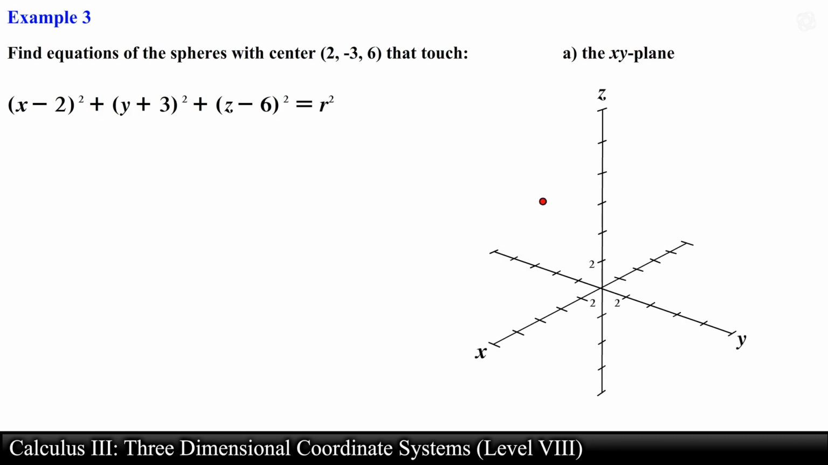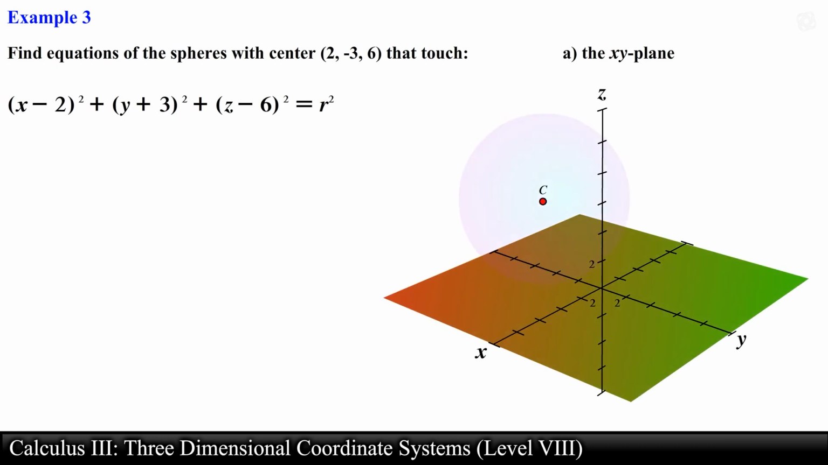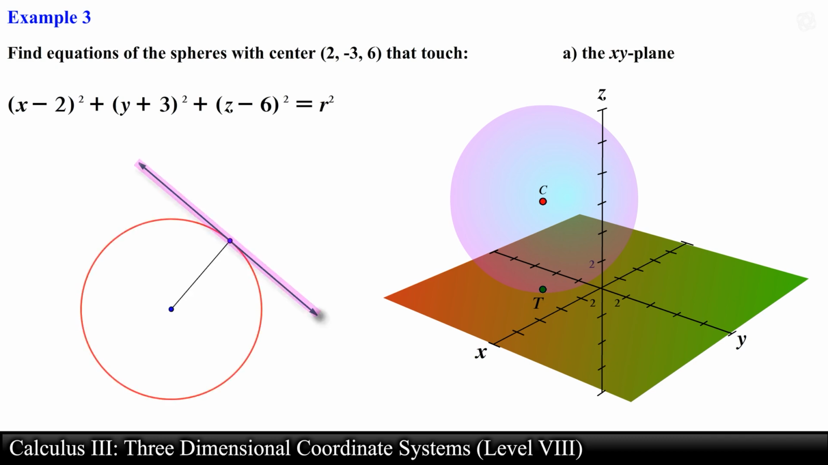Here we have the center. Let's label it as point C. We want to find a point on the xy plane that is tangent to a sphere with a given center. Let's label this point as point T. Recall from elementary geometry that a line tangent to a point on a circle is perpendicular to the radius at that point of tangency. In the same manner, a plane that is tangent to a sphere is perpendicular to the radius of the sphere at that point of tangency.